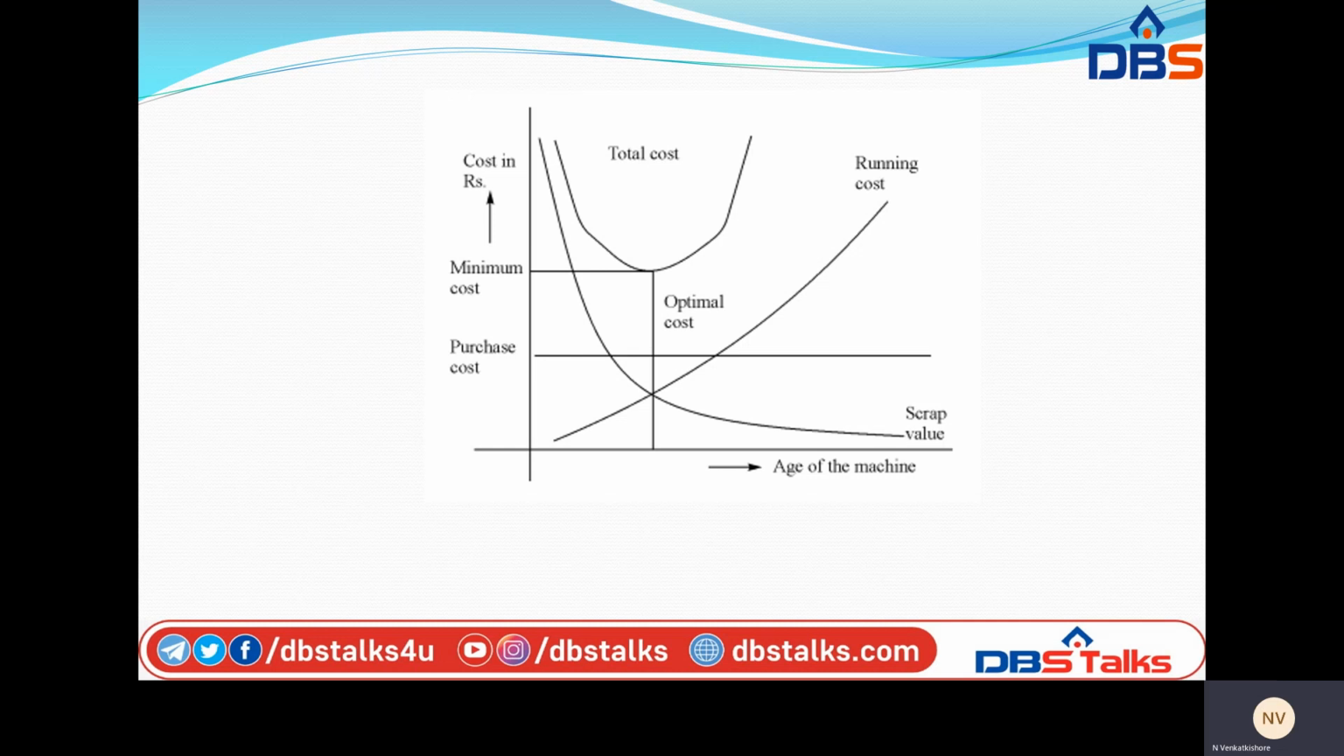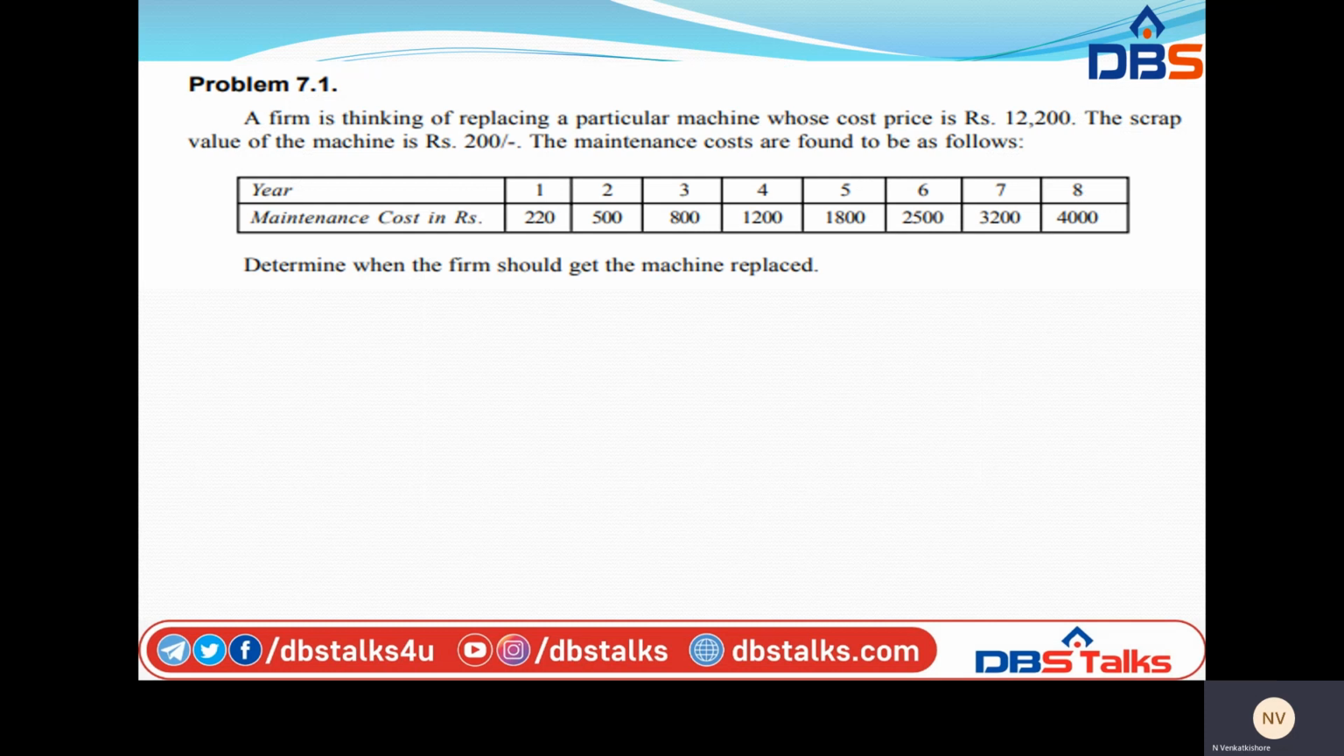And at the same time, the replacement of items. One more consideration is there: the replacement of items that may fail suddenly, then we need to go for individual or group replacement. So this is also one of the models for discussing replacement. Then we will come to a problem. These are very simple and very interesting problems. So let us see a problem.